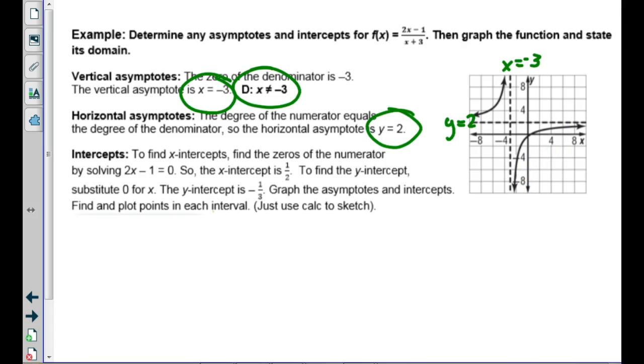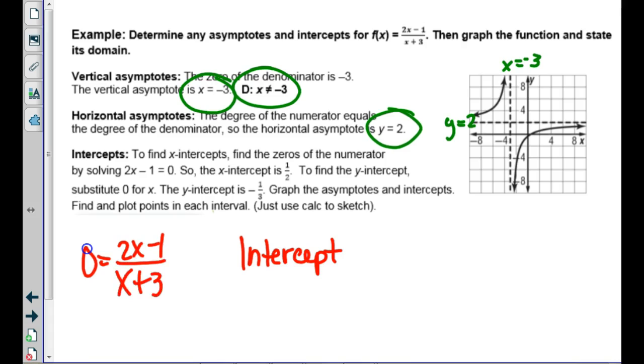intercepts, okay, what did we say about intercepts? How do you find where it crosses x? Yes, you plug in a 0 for y, but what that means is you have to make the whole thing equal to 0. And what's the only time this function is going to be equal to 0? If the top is equal to 0, right? So what would make the top equal to 0? Okay, so at 1/2, 0, this should be crossing the x-axis here.